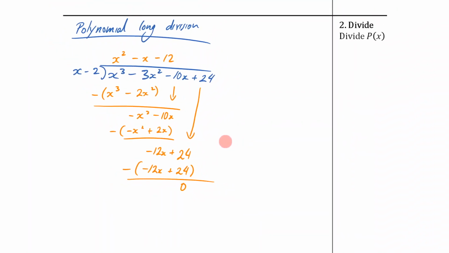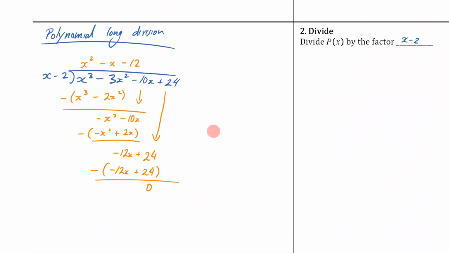Remember, now that we can zoom out for a second, it's really important that you get 0 out here. This is our remainder. If you didn't get 0 out, it means you've done something wrong, because we know that this is a factor. So we know it goes perfectly into this polynomial. If you didn't get 0 as your remainder, you know you've done something wrong.